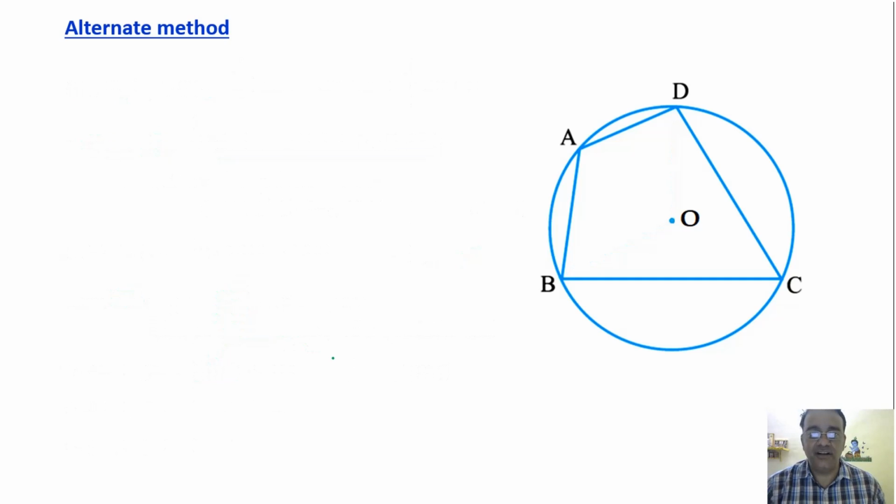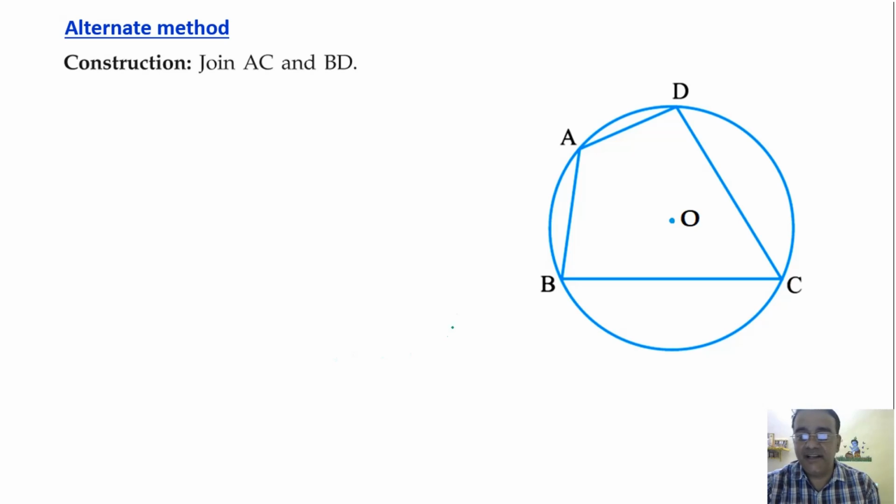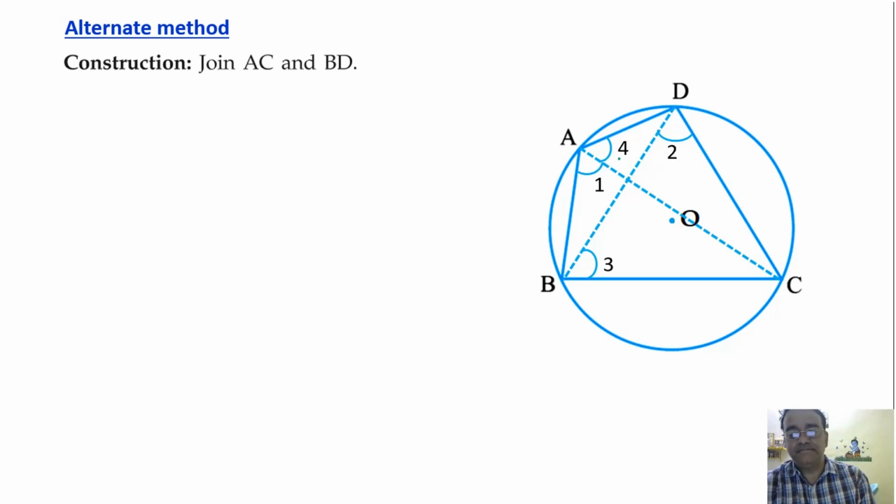Let us see the alternate method. Maybe this method will seem easier. Here we will join the diagonals. Join AC and BD, right? And we'll mark this angle as 1, this angle as 2, this angle as 3, and this angle as 4, right? See, first we write angle 2 is equal to angle 1.